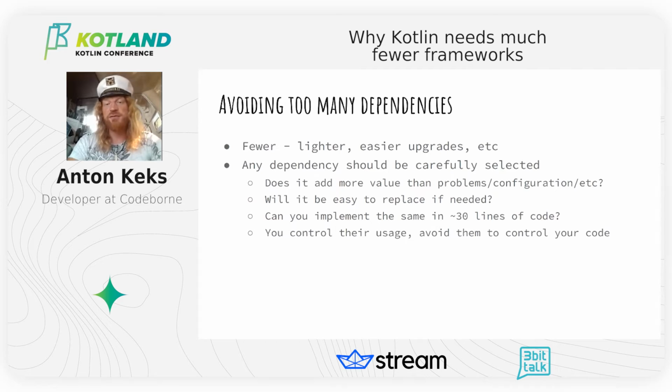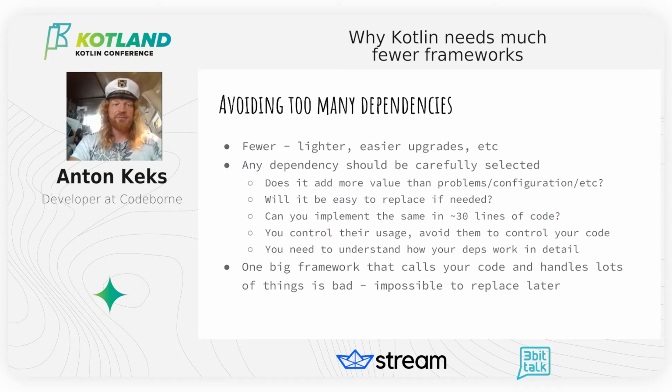And then of course, if you take any dependency, you need to control its usage. So avoid letting the dependency control your code. This is especially important for frameworks that call you. It's much better to use smaller libraries that you call and not that call you, because these are much easier to replace. And if you take any dependency, you also need to understand deeply how it works in detail, because sooner or later something will not work as you expect, and you will need to fix it or work around it.